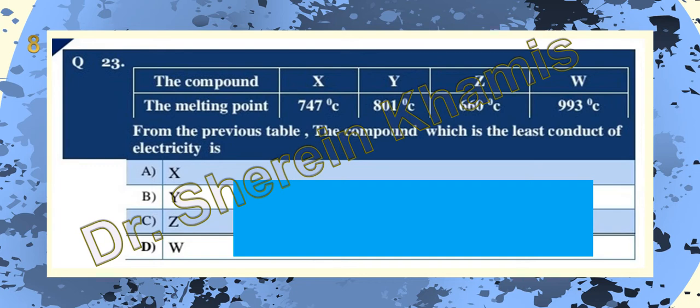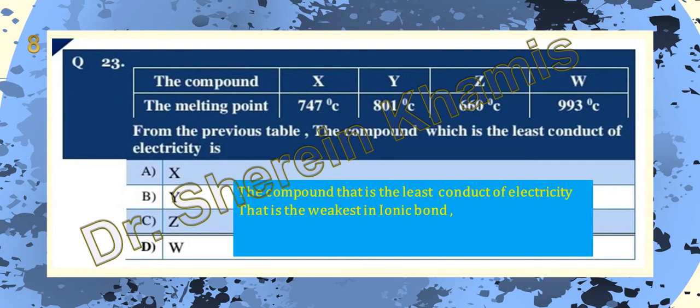We said that the compound with the lowest electronegativity has a low melting point. The compound that is the least conductor of electricity is the weakest in its ionic bond. So the one with the lowest melting point will be Z, as its melting point is 660 degrees Celsius.